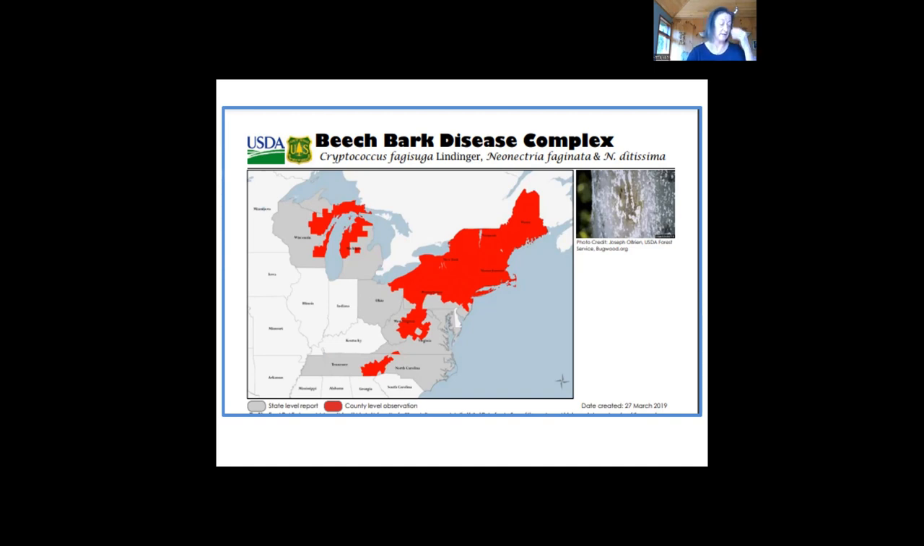Disease is an insect fungi complex where the insect damages the bark, creating an entryway for fungal inoculation. And I just wanted to show this map also to show you that the study area I'm going to be talking about is in the northwest corner of Pennsylvania. Can you see my arrow? Yes, we can. Okay, good.